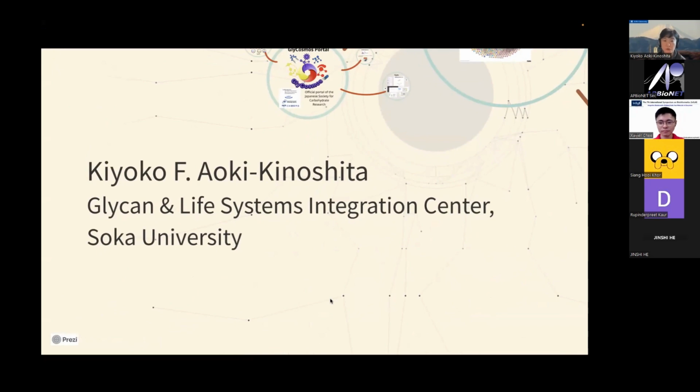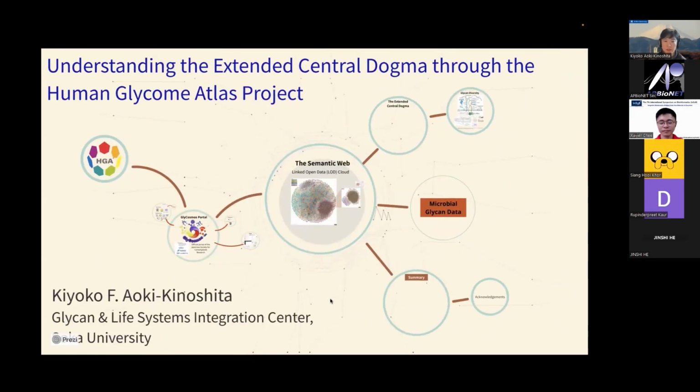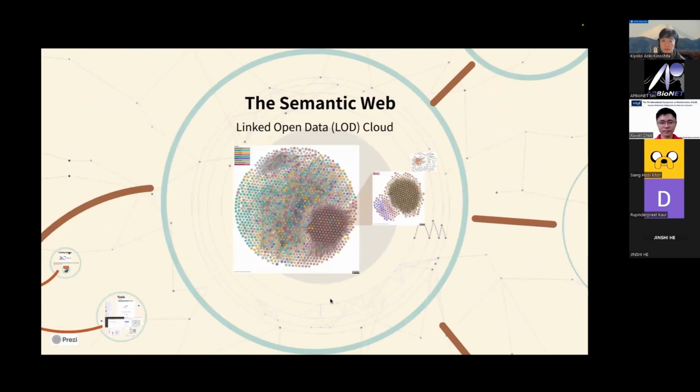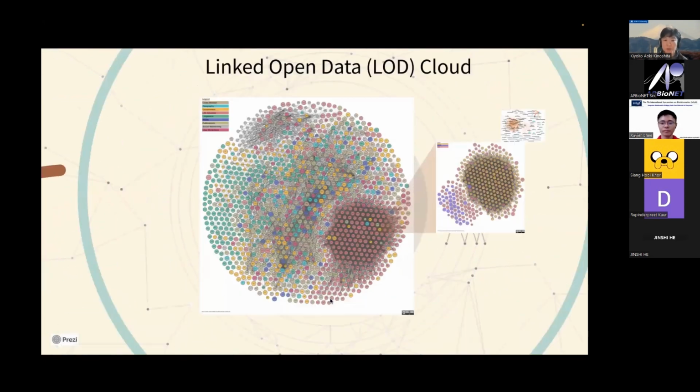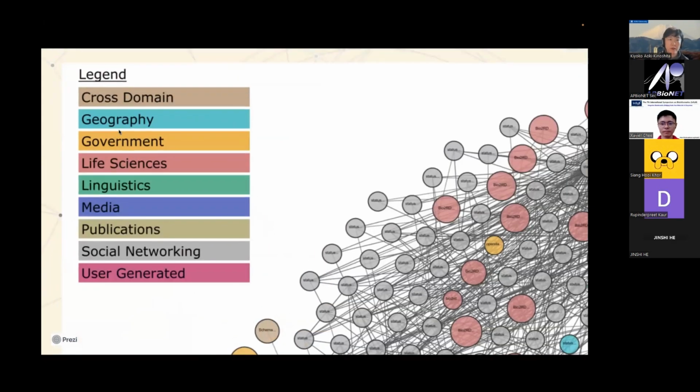So I'm from Kobe University in Japan, and I've been really focused on linked open data and the semantic web, where we're trying to integrate life science data on the web to make it easier for bioinformaticians and researchers to understand life sciences. But this LOD cloud is not only covering the life sciences, it also covers many different domains, including geography, government, linguistics, publications, and social networking.